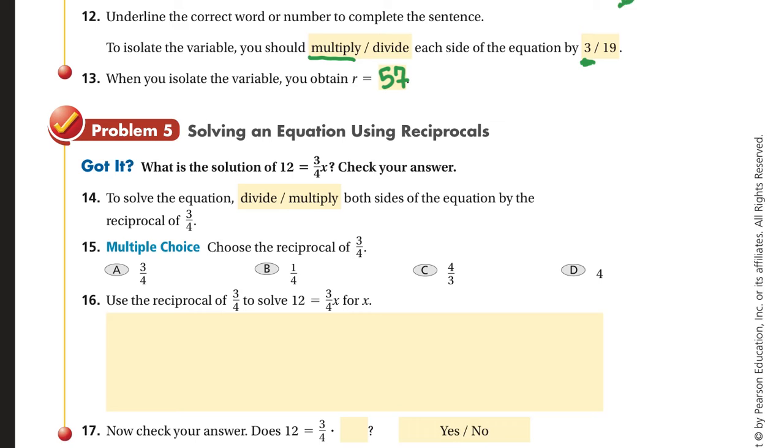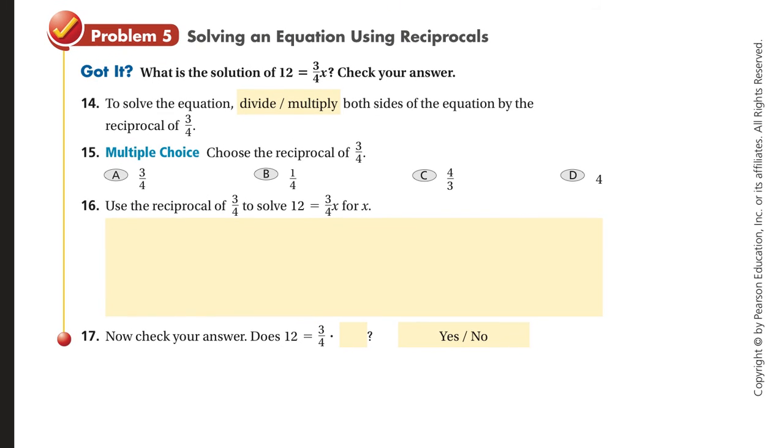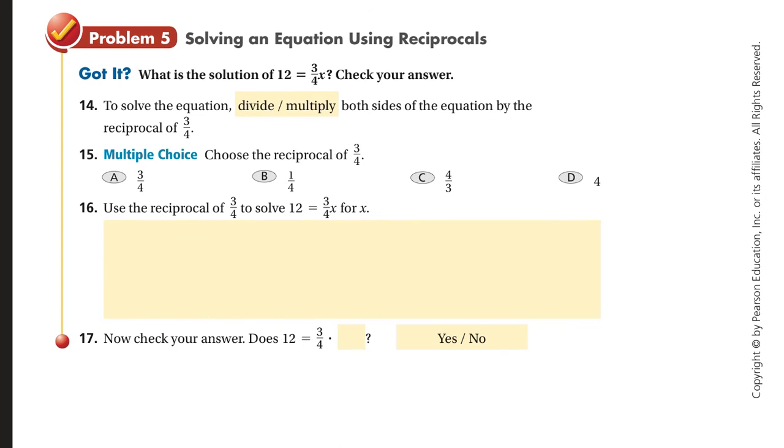So the final example, or the second to last example, is solving using reciprocals. So to solve this equation, we have to think about 3/4 times x. We are going to use reciprocals, the reciprocal of 3/4. So we're going to multiply, and I know that seems a little odd because it's 3/4 times x, but we're going to multiply both sides by the reciprocal of 3/4. And the reciprocal of 3/4 is really 4/3, okay?